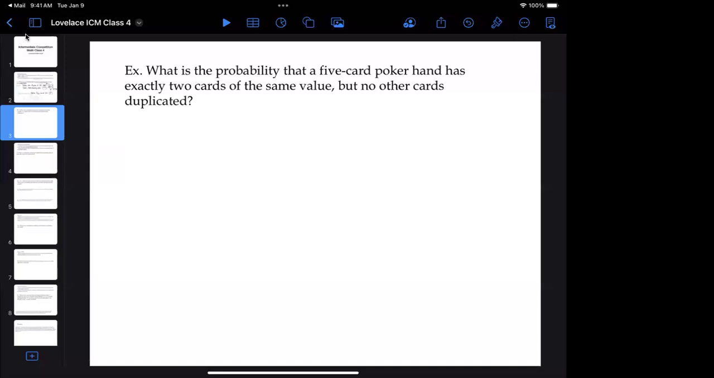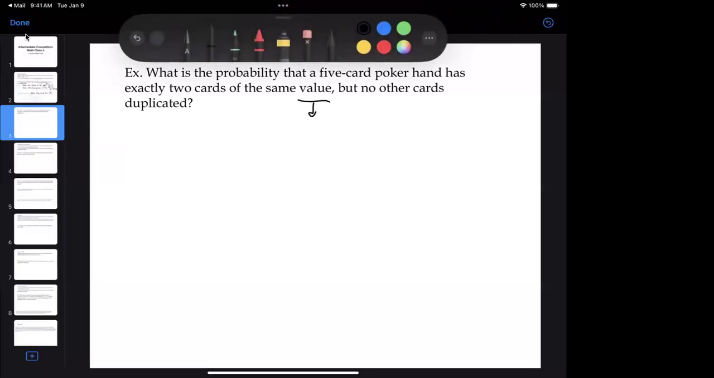As a note, value means there are 13 different values: 2 to 10 and then Jack, Queen, King, Ace. There are 13 different values in each suit, so 4 suits of every value.